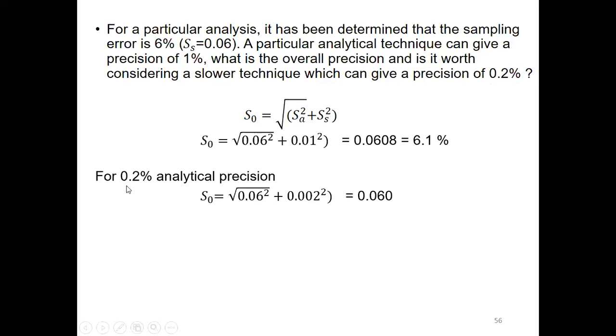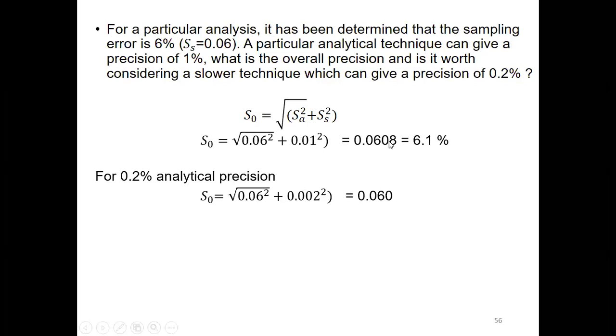Now, for 0.2% analytical precision, we can calculate the overall standard deviation. If we calculate the overall standard deviation for 0.2%, then instead of 0.01, we have to substitute 0.002 as the SA value, analytical standard deviation, right? When we do the calculation, the overall standard error is 0.06. If we get 0.06 overall standard error, is there a big difference between these two values? No, there's no big difference, right?